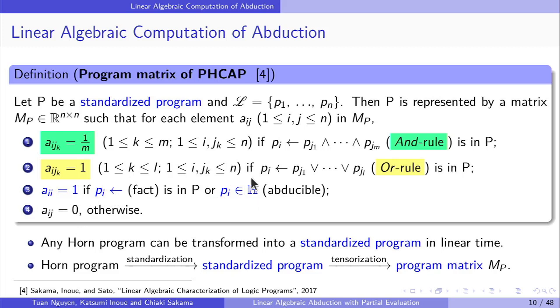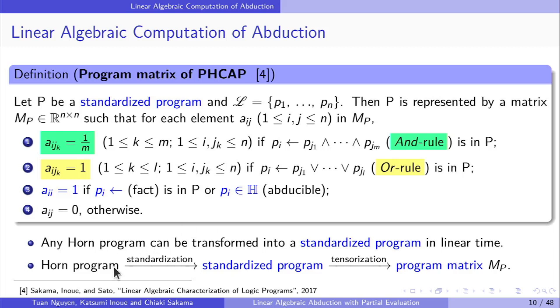And this is our update compared to the previous definition in the previous work by Professor Sakama et al. We also set 1 for the abducible propositional variable at the diagonal, and we set 0 otherwise. And any Horn program can be transformed into a standardized program in linear time.